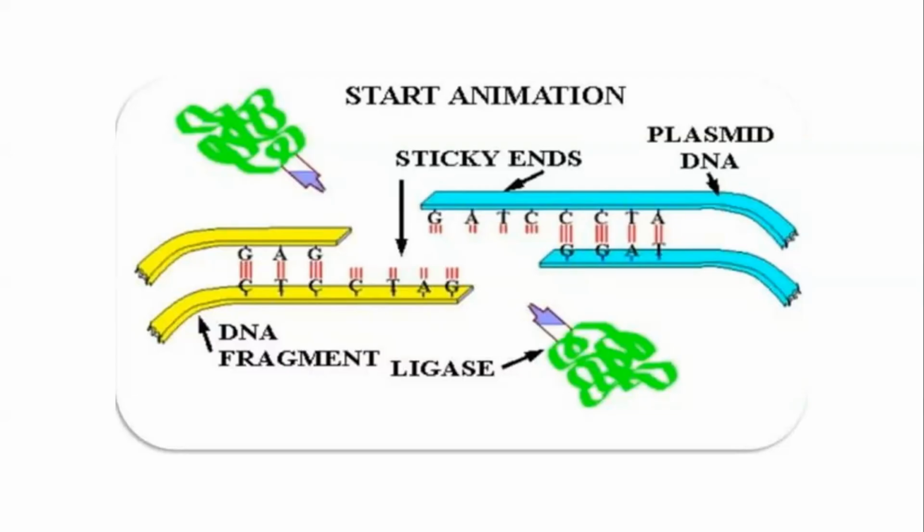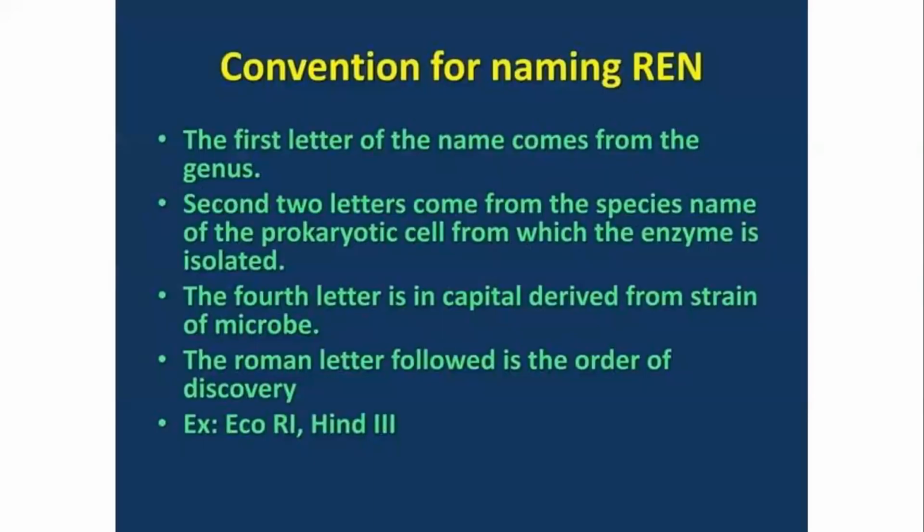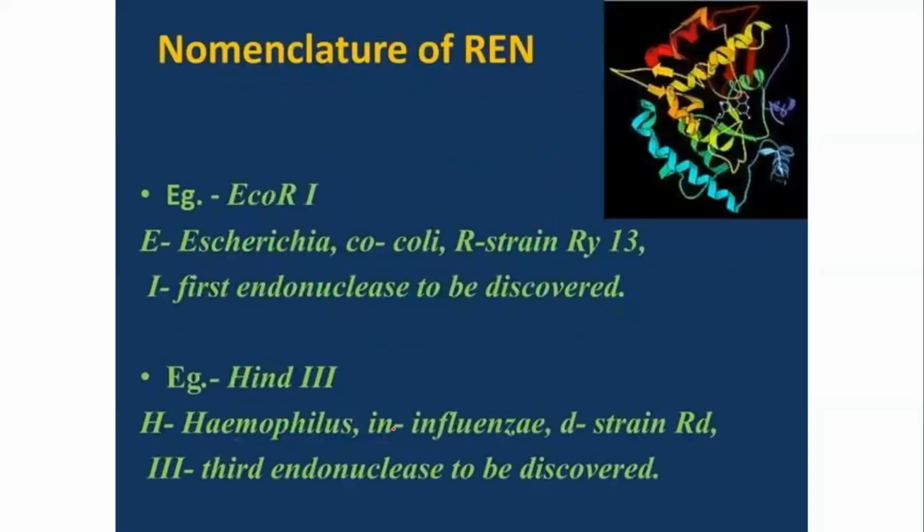Yeah, actually the animation is not working here, so we'll move to the next slide. Now we are moving to the naming of the restriction endonuclease enzyme, RN. On what basis are we naming the restriction endonuclease? Right now we have learned two examples of restriction enzymes, EcoR1 and HindIII. So let's go to the next slide first.